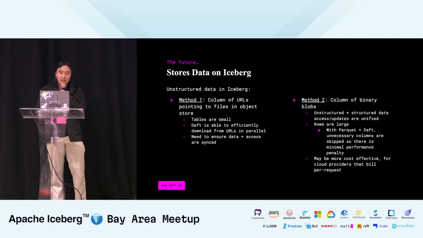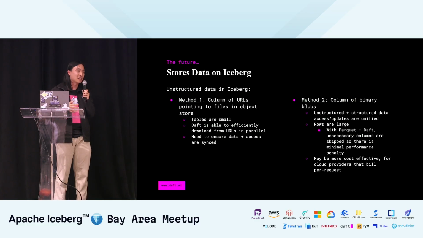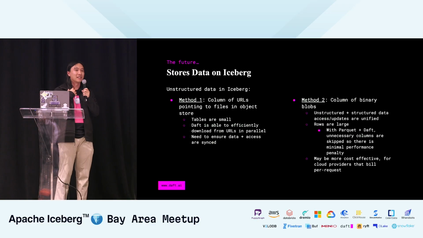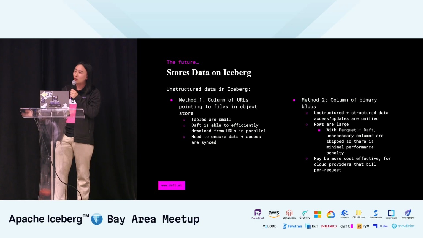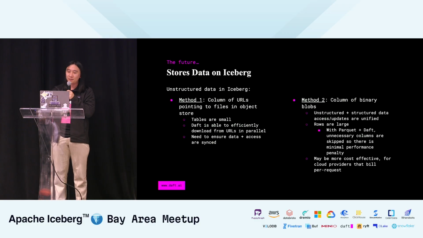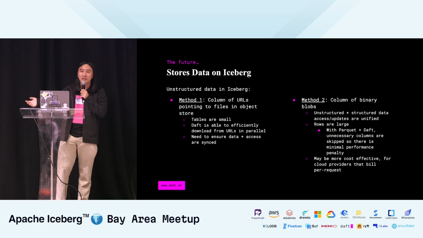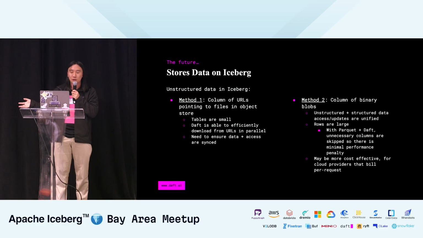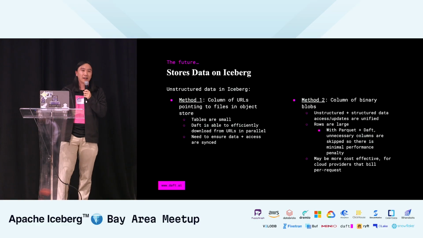The issue with this is that you need to ensure that your data and access are synced. So if you're updating your tables, you need to make sure that the unstructured data it's pointing to is also updated. If you're removing fields from your tables, you may have, say, dangling pointers essentially to your files in object store. And so you need methods to clean that up.